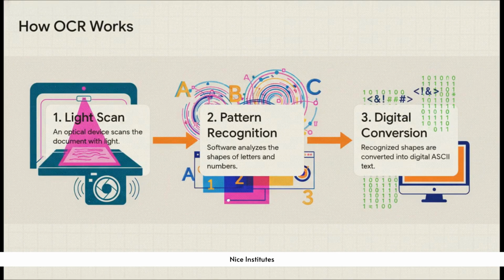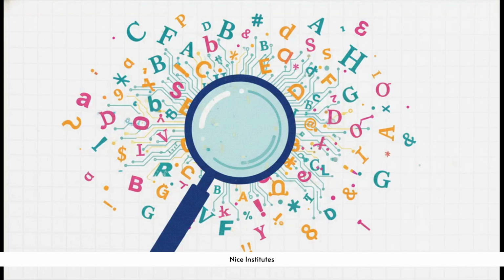So how does this actually work? Well, it's kind of like a three-step dance. First off, a scanner takes a really detailed picture of the page. Then, and this is the magic part, special software analyzes that picture. It looks for shapes and patterns that it's been trained to recognize as letters and numbers. And with modern AI, this stuff is getting scary good at reading even my messy handwriting. And finally, it converts those shapes it recognized into standard digital text, something like ASCII, that basically any program can understand.